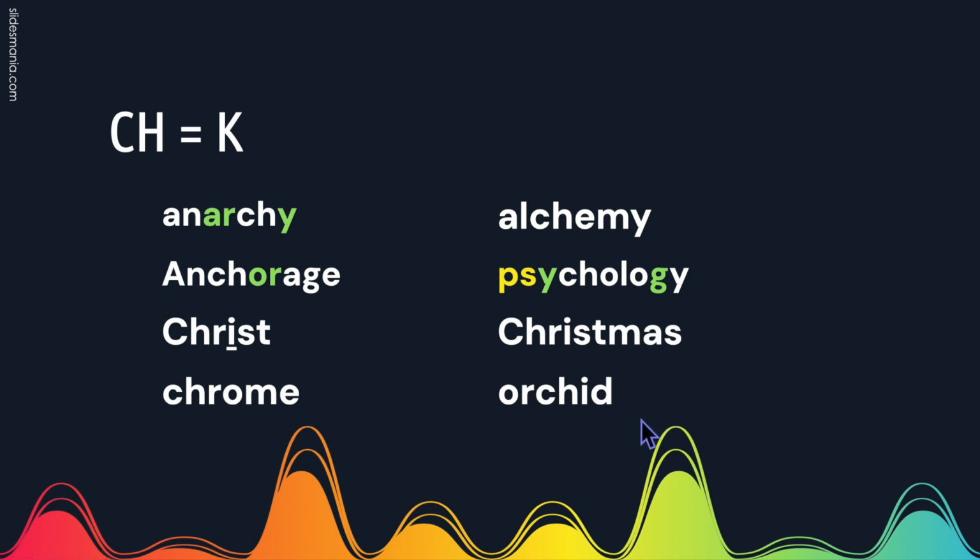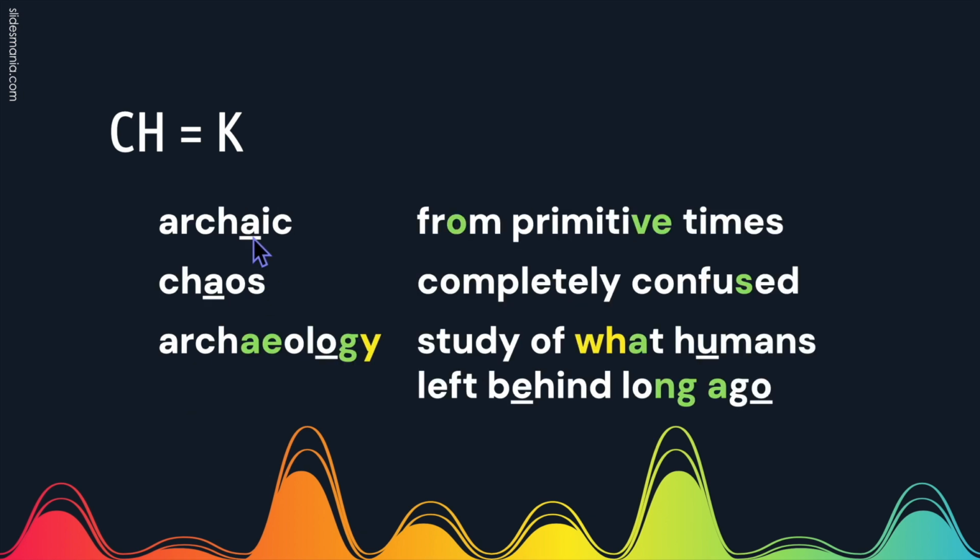Orchid. That's a type of flower. These A's and this O are going to have their long sounds. Archaic. Archaic means from primitive times or very long ago. Note that this O sounds like a short U in from, and once again, this E does not change this I to a long I. It's just there to keep the word from ending in V. Chaos. Chaos means something that is completely confused.